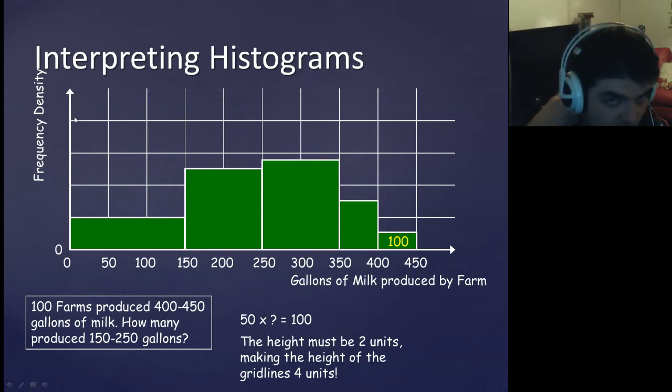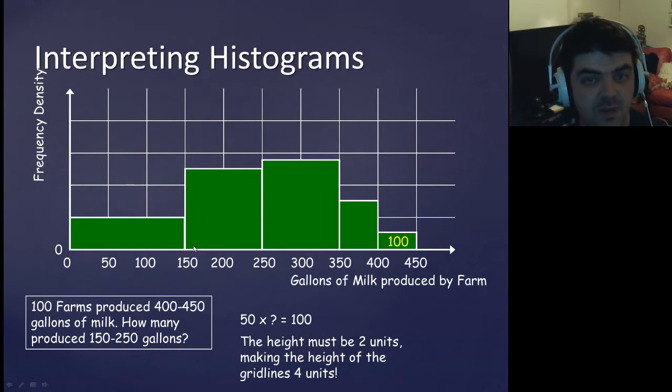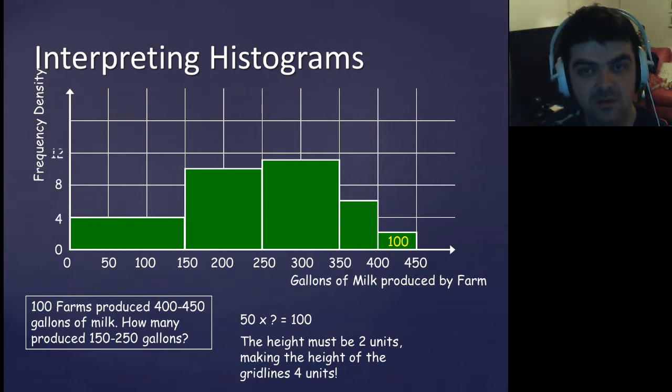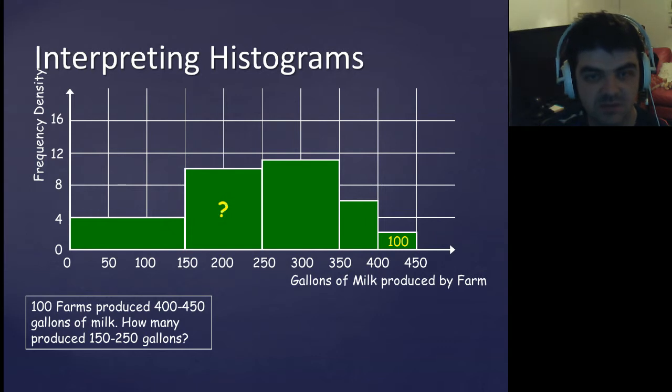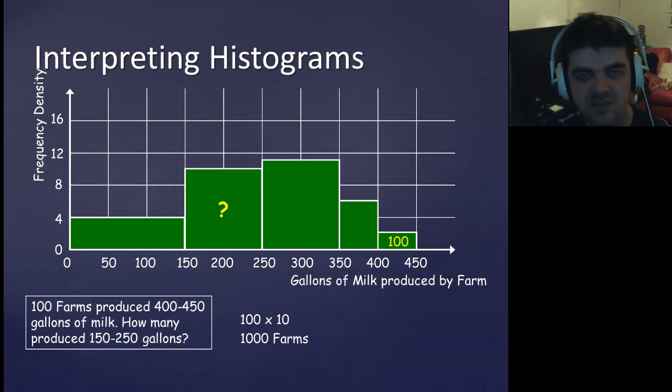So we're being asked how many produced 150 to 250 gallons. So that's that one there. And we know the width of that is 100, because the difference between 150 and 250 is 100. So if that's 4, 8, then that part there we can guess is roughly 10. So we'll have 100 times 10, which will give us 1,000 farms. So a bit of a reverse problem, but still using exactly the same principle. You're using the fact that the frequency is the area of each of these bars.